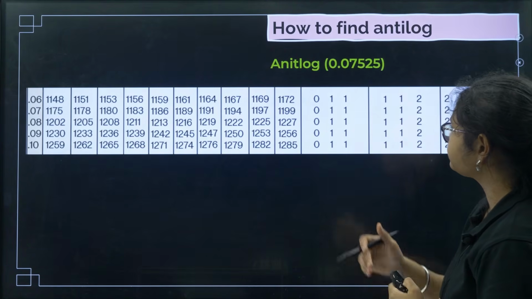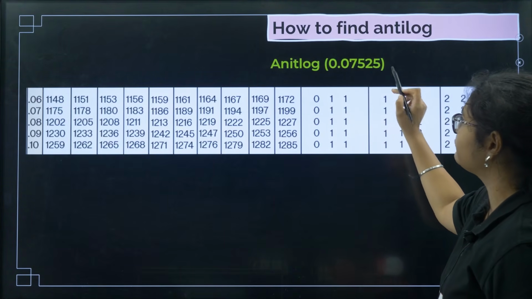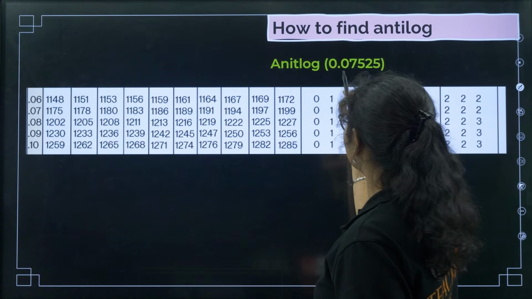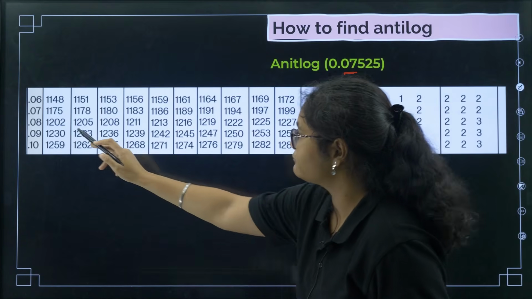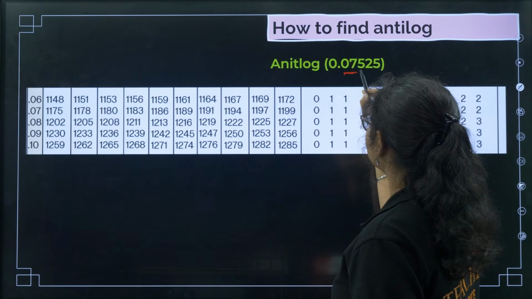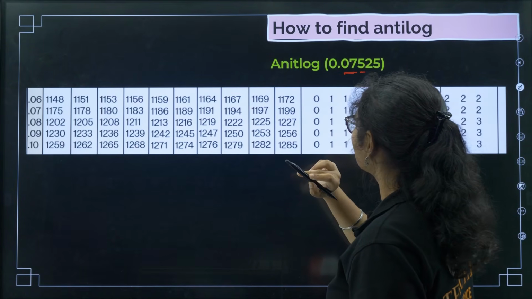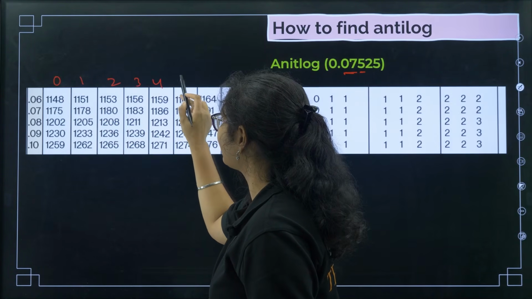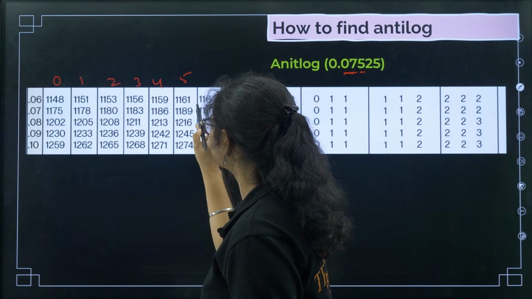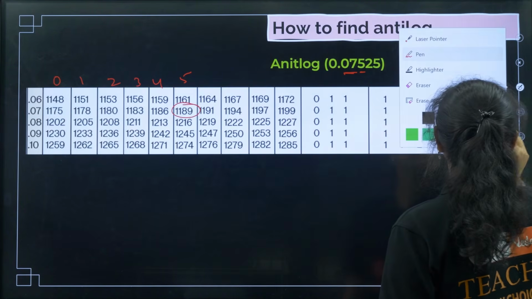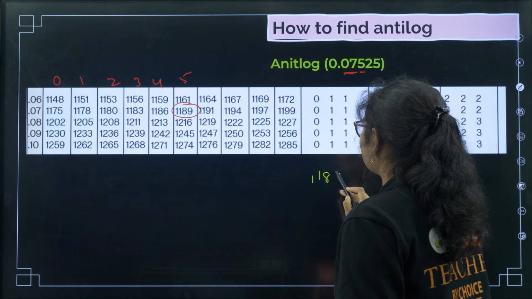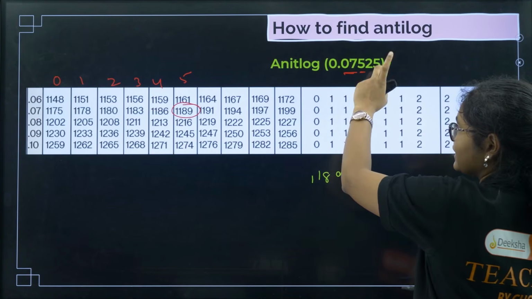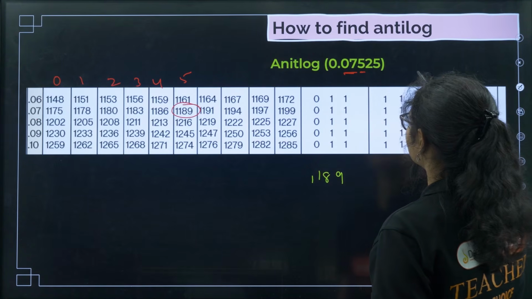Next one, 0.07525. Okay. So let us see how to find this one. You need to go to the first 2 digits. That is what? 0.07. So we'll find first 0.07. Next one is what? 5 is there, right? So the next number is 5. So we'll consider 0, 1, 2, 3, 4 and 5. So here, and this one is 1189. So first we will write it as 1189. Okay. Here I told you that it cannot be more than 4 digits. So we can round it off to 5, means it will be rounded off to 3.